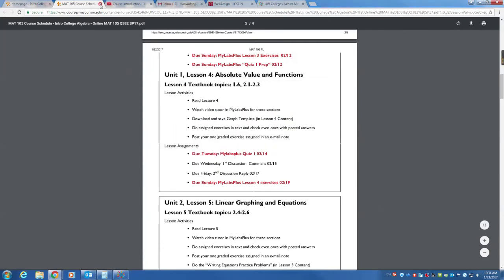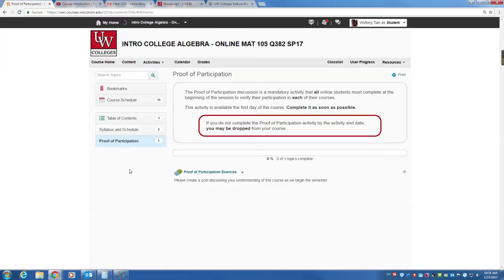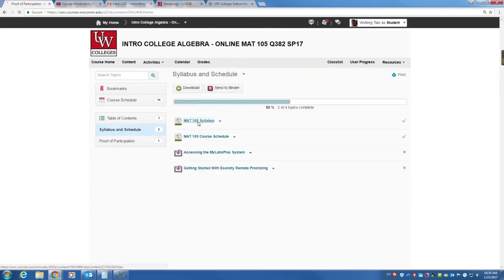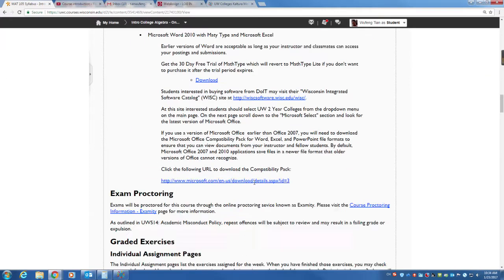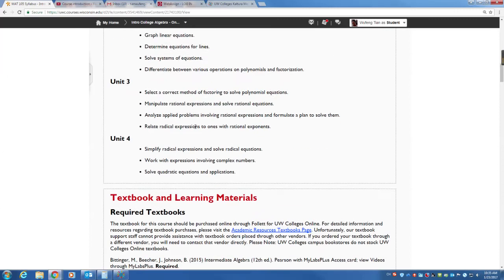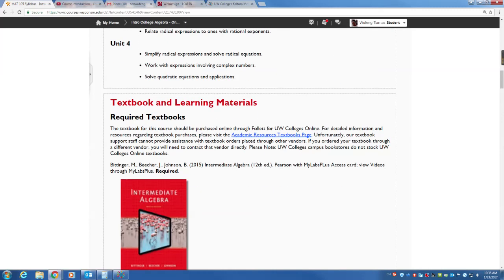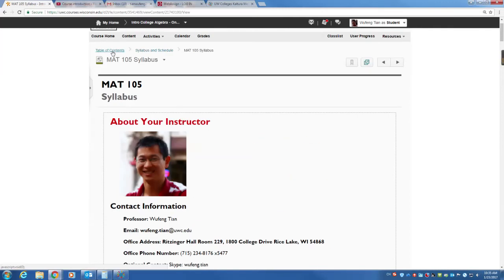Alright, so next thing, let's go to the course schedule. If you go, you can see I logged in myself as a student. So if you go to course content, you don't see anything here. You can see a syllabus here. This is the Math 105 syllabus. So read the syllabus. And this is the book we use. You don't have to buy a hard copy of the book, but I encourage you to have one to study. We do have the electronic version of the book with MyLabs Plus. I'll show you how you get the electronic version of the textbook.